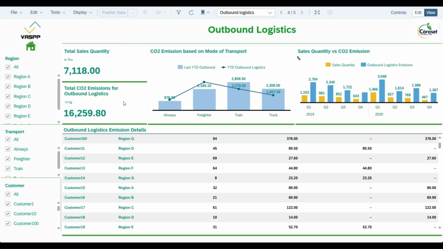Combined, these KPIs provide a comprehensive view of the efficiency and environmental impact of outbound logistics, helping to identify trends, optimize logistics operations, and implement strategies to reduce emissions while meeting sales demands.